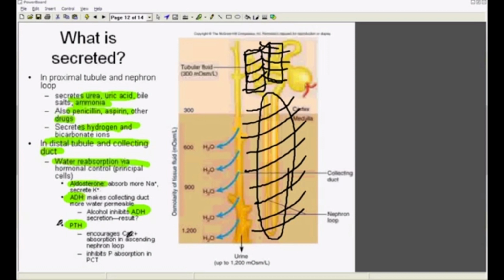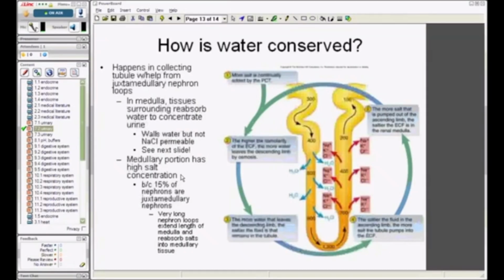Parathyroid hormone also influences the kidneys and encourages them to hold on to calcium and to release phosphorus. So that's another thing that can be actively held onto while secreting the phosphorus.